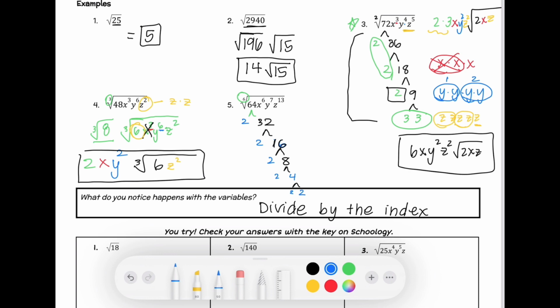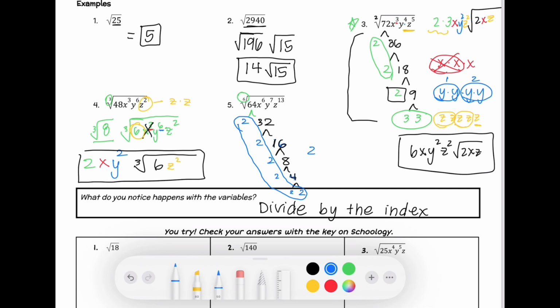All right, so we're going to circle groups of 6. So we're looking for 6 of the same blue number. So we have 1, 2, 3, 4, 5, 6 twos. So we're going to circle all of those twos. We're going to pull just one 2 out because we had 6 twos on the inside.